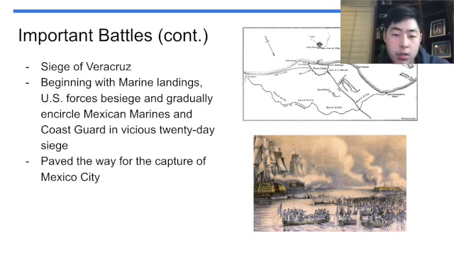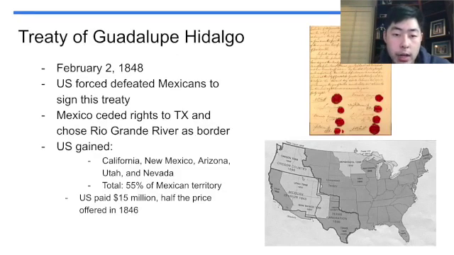After that, General Scott immediately made plans to march inland, eventually capturing and occupying the Mexican capital in September of 1847. The war ended with both parties signing the Treaty of Guadalupe Hidalgo in early 1848. The treaty resulted in Mexico, in exchange for only $15 million, ceding 55% of its territory to the U.S.